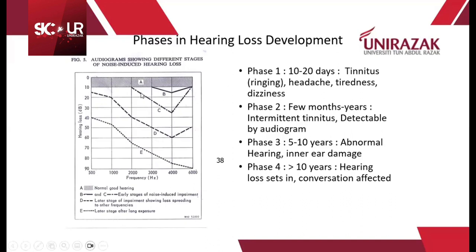So contohnya A ini adalah normal, B dan C adalah early stage of noise induced. Contohnya pada 500 Hz, okey. 1000 Hz, okey. 2000 Hz, okey. And then masuk 3000 Hz, okey lagi untuk B. Dan pada ketika 4000 Hz dia tak dengar. So kena tambah dia punya kekuatan dB, mungkin 15 dB baru dia dengar. So kita notify lah kat sini. And then bila 6000 Hz kembali okey.